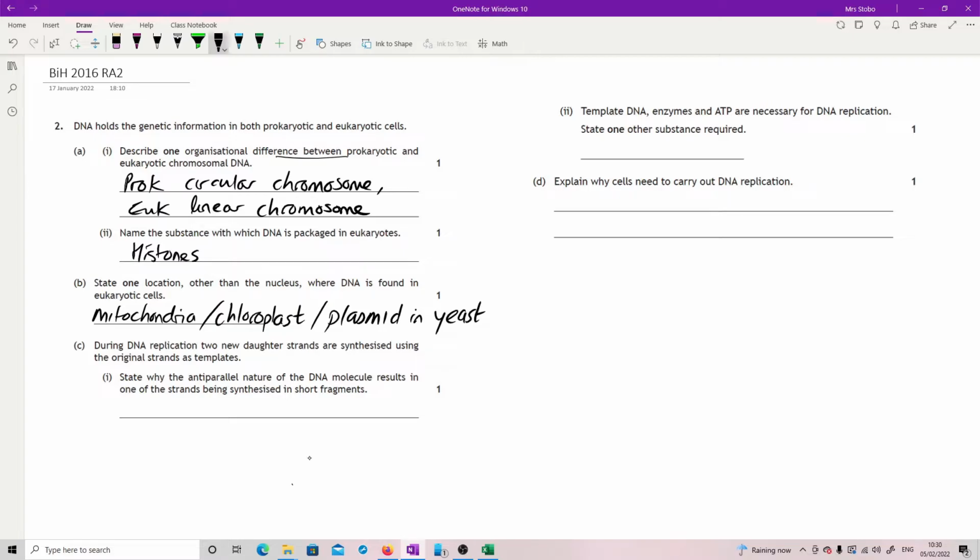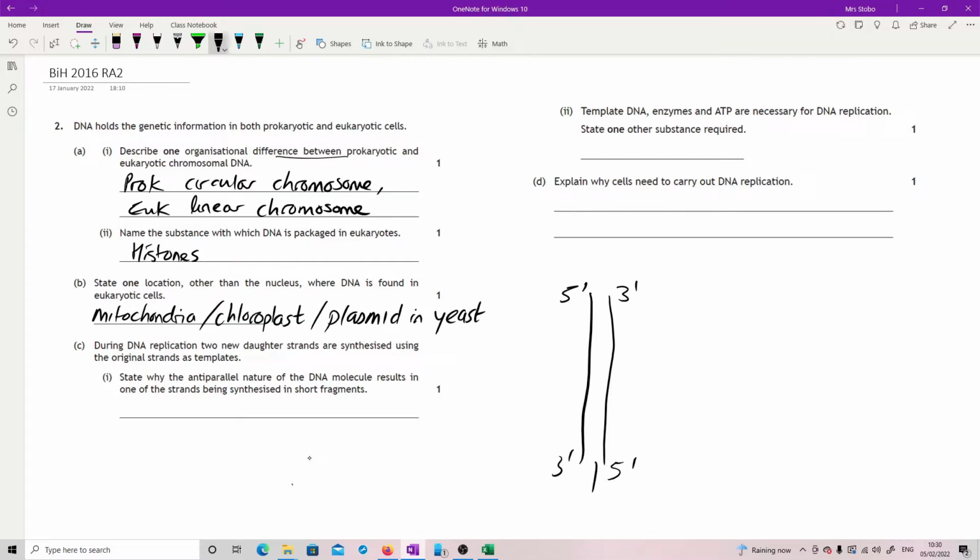Okay, C. During DNA replication, two new daughter strands are synthesized using the original strands as templates. Okay. State why the anti-parallel nature of the DNA molecule results in one of the strands being synthesized in short fragments. Okay, so this is basically the idea that we have, if this is our DNA strand, we've got our 5' and our 3', 3' and our 5'.